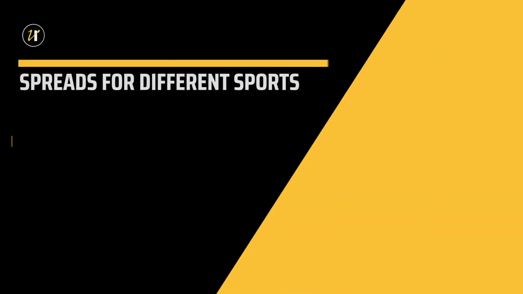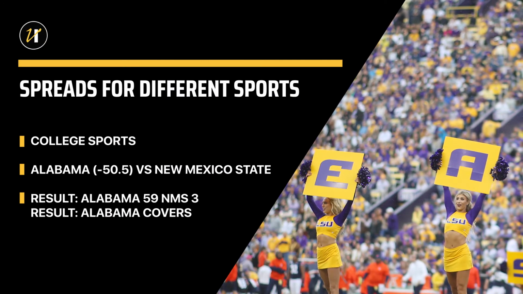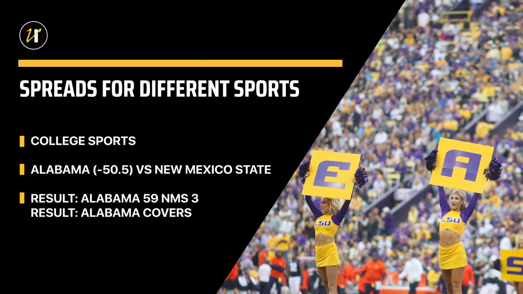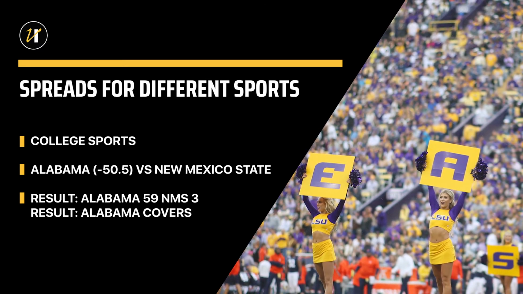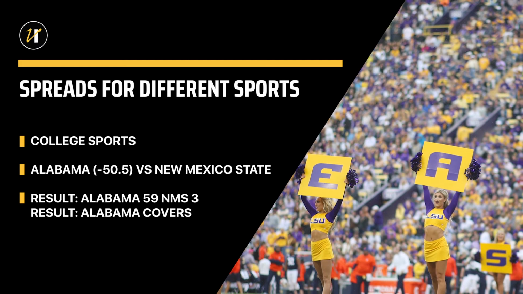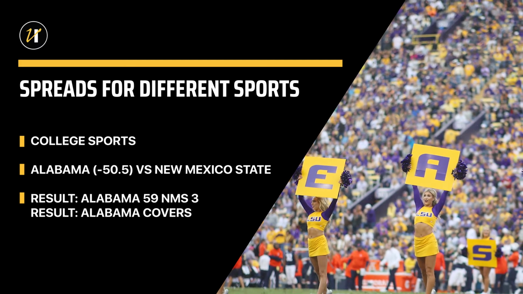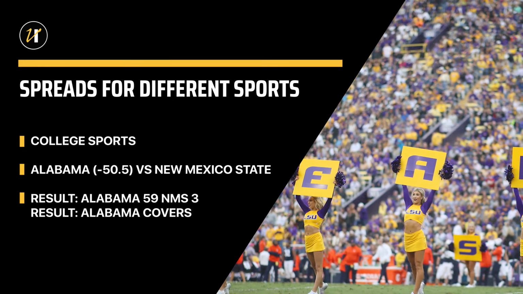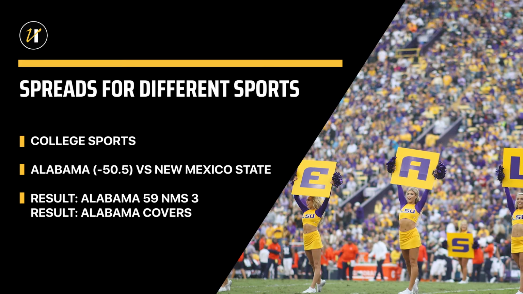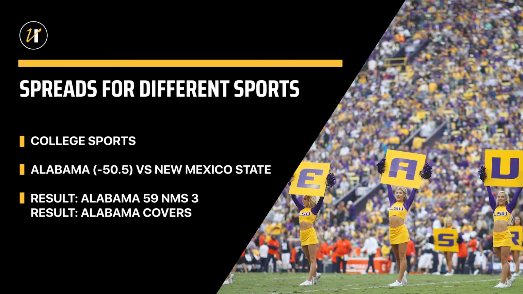Spreads can range quite drastically from league to league and from team to team. Close matchups, regardless of the league, often have spreads of just 1 or 2 points. In college sports, where there's often a gigantic talent gap between bigger schools and smaller ones, it's not rare to see enormous spreads like when Alabama was favored by 50.5 points versus New Mexico State in the 2021 football game. A 59-3 victory gave them the spread win, by the way.